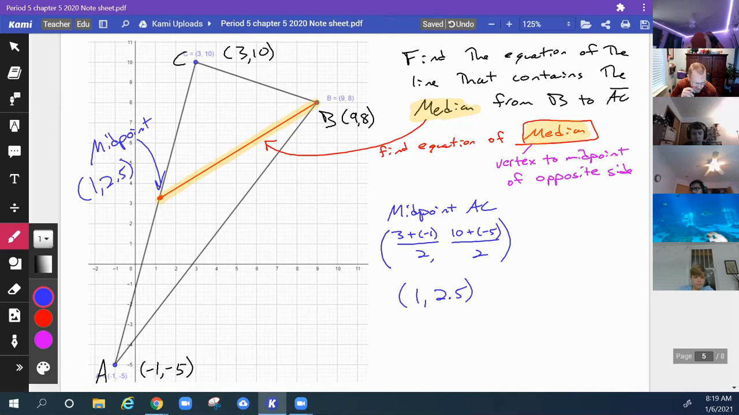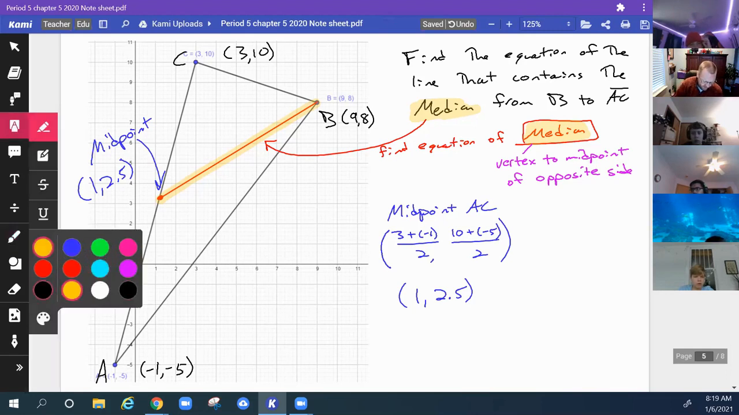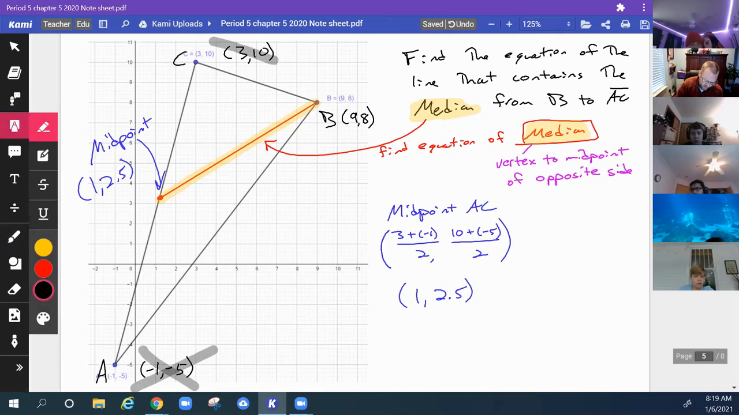What a lot of kids do is they use the wrong points after a certain time. Right now, I am done with these points. I don't need to use those anymore, so I'm not going to use those in my equation of that median. I've already used them to find what I needed. Now I'm done with them. So don't be the kid that falls into the trap and starts using these points for more information. I'm done with these 2 points now.